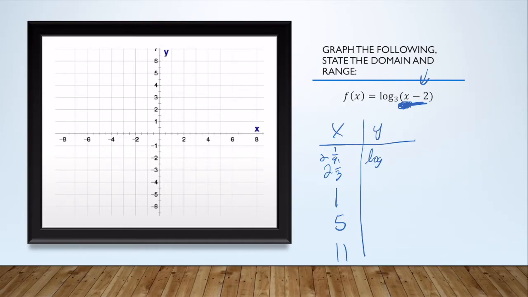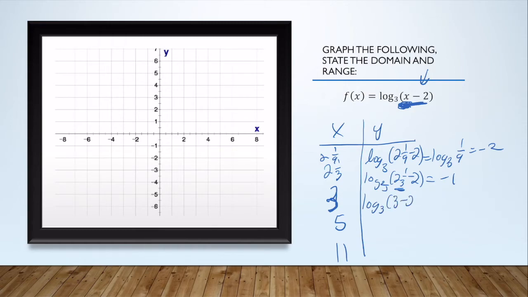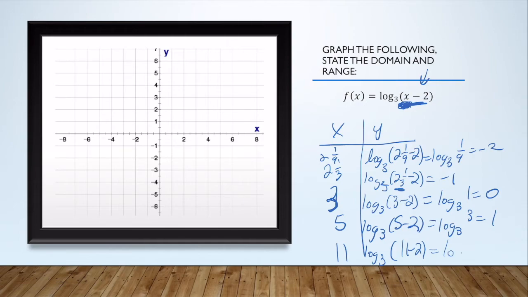If I have log base 3 of 2 1/9 minus 2, that gives me log base 3 of a ninth, which is negative 2. If I have log base 3 of 2 1/3 minus 2, that's log base 3 of 1/3, which is negative 1. If I have log base 3 of 3 minus 2, that's log base 3 of 1, which is 0. If I have log base 3 of 5 minus 2, that gives me log base 3 of 3, which is 1. Log base 3 of 11 minus 2 is log base 3 of 9, which is 2.